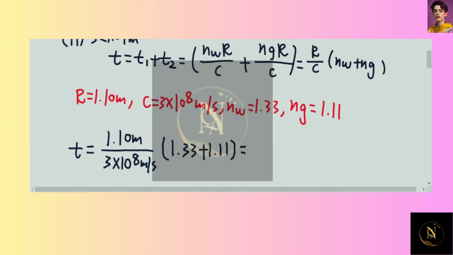And this will give us the time about 8.95 times 10 to the power of negative 9 second, which is 8.95 nanoseconds. And these are the answers for this question.